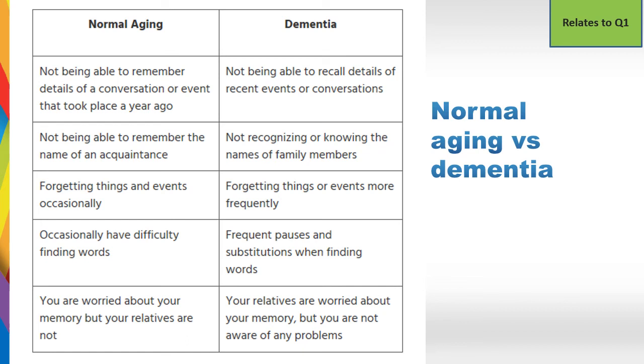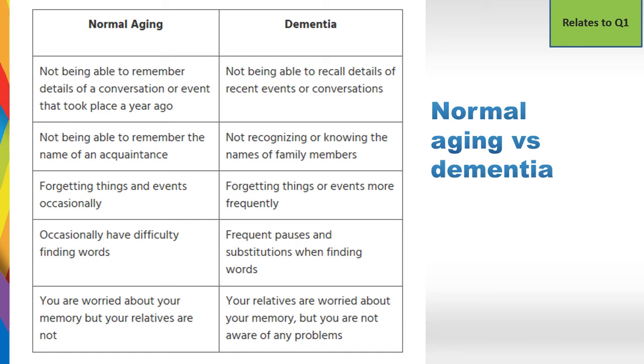Normal aging. Someone might not be able to remember the name of an acquaintance, whereas with dementia, someone may not be able to recognise or know the names of their family members. In normal aging, people might forget things and events occasionally, but with dementia, that would be more frequently.